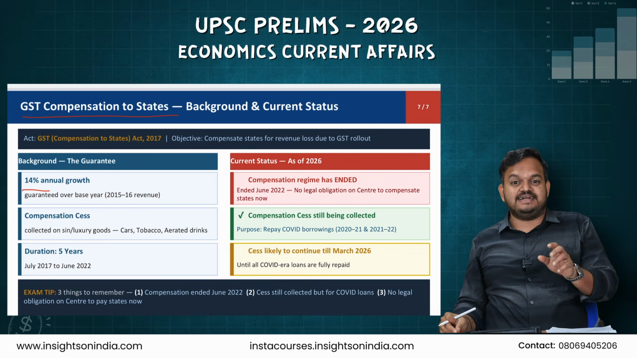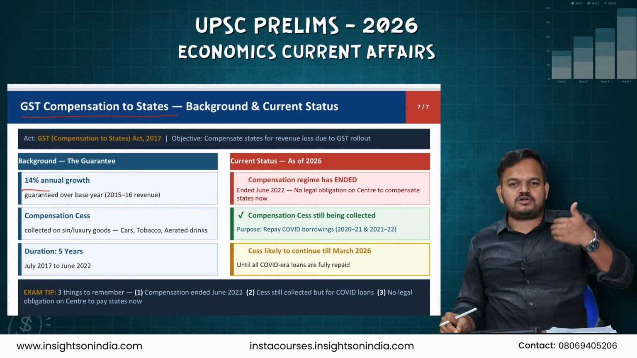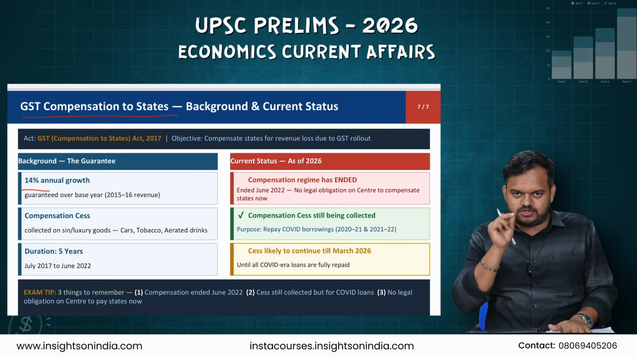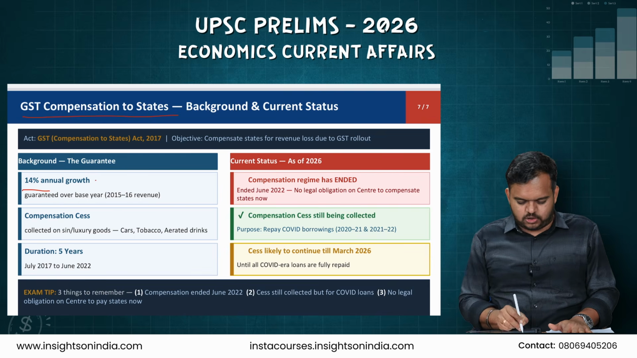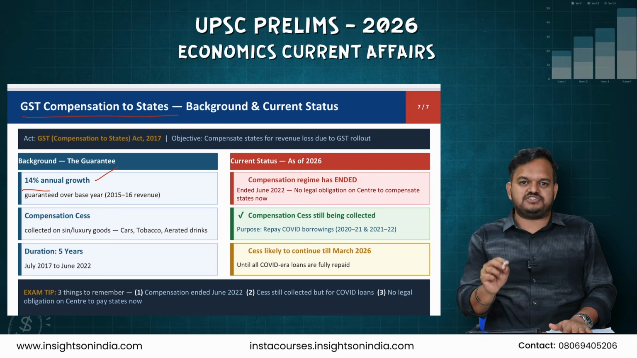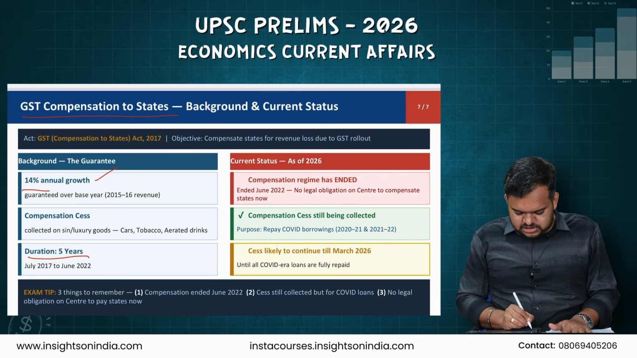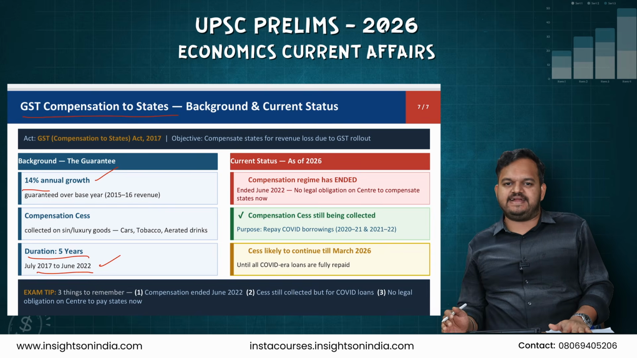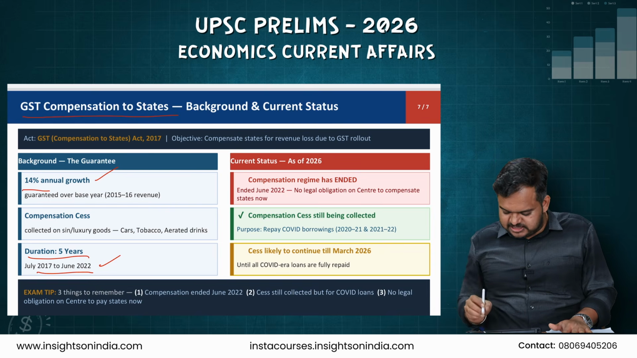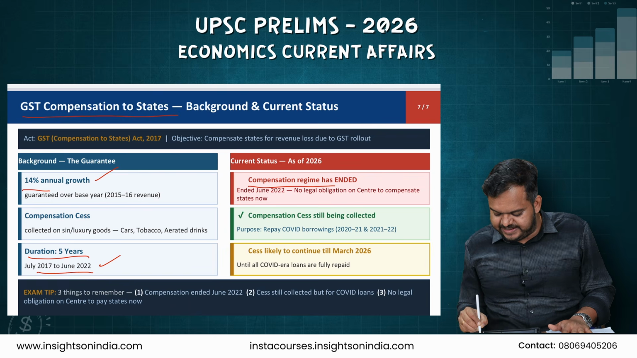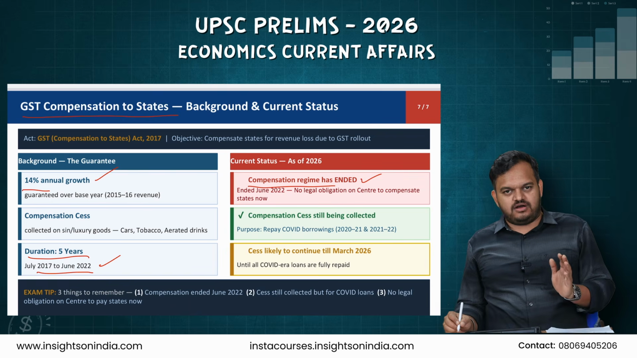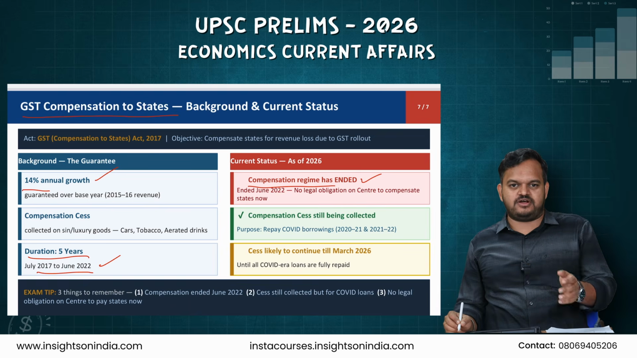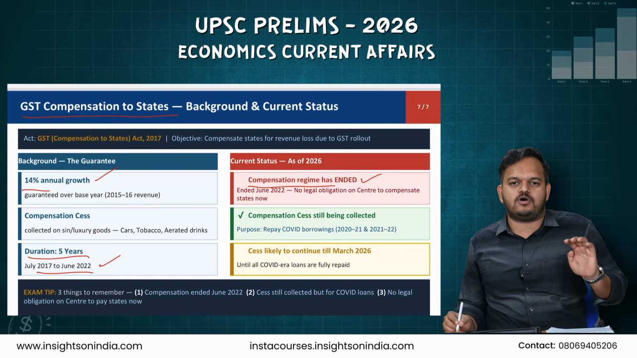GST is called a destination tax. The source states might suffer losses. That is why the central government has taken the state governments into confidence, and so it proposed the compensation. GST compensation was proposed for 5 years, right, from 2017 to 2022. So what is the current status? The compensation regime has ended, right? From 2022 onwards, whatever losses the state governments have suffered, the central government is not going to compensate them.